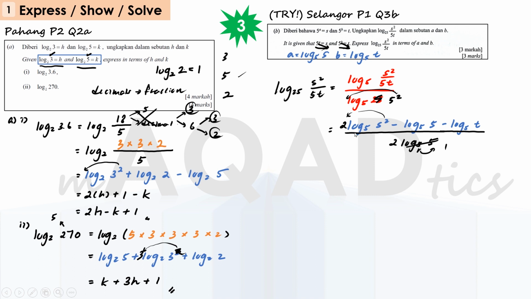Now you can see that this part, log base 5 of s, is actually a. And this log base 5 of t is b. So let's change it. It will become something like this, and divide by 2. This is our final answer.